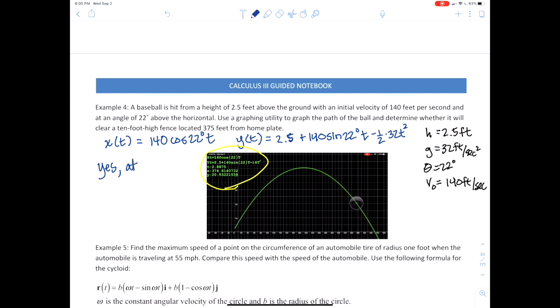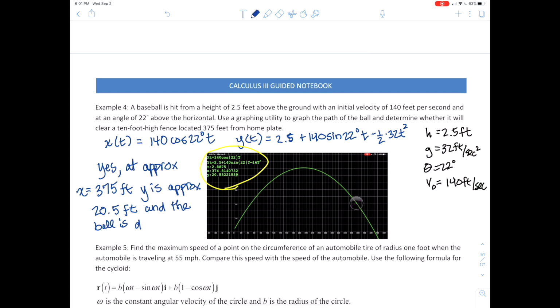At approximately 375 feet, y is approximately 20.5 feet. And the ball, it is descending. Cool? Okay.